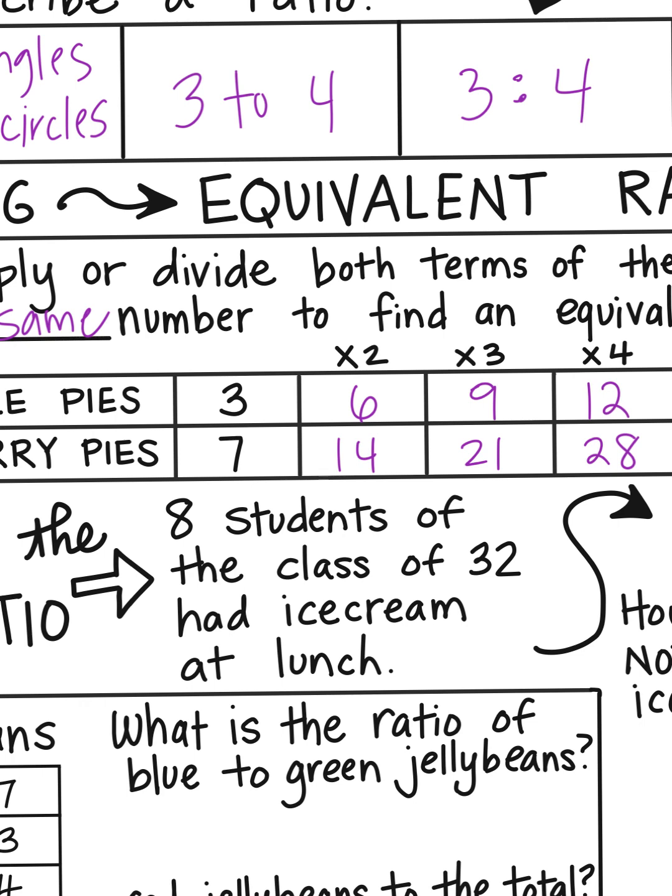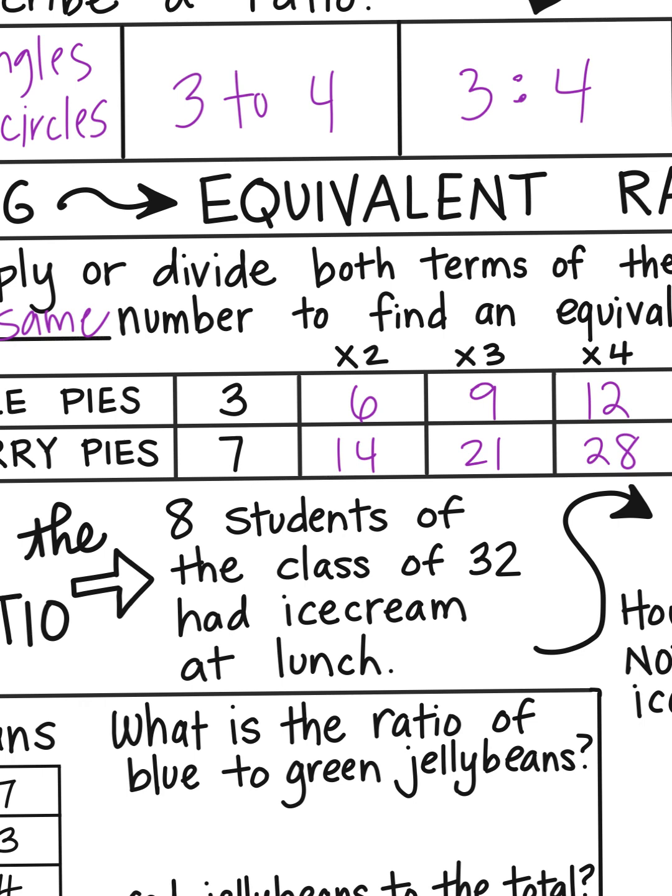So ratio tables can help you see and find patterns, maybe a little easier, so that you can predict. For example, if I had 27 apple pies, how many cherry pies would I have? So you could then figure out, looking and identifying patterns, how many cherry pies you would have based on how many apple pies you have.